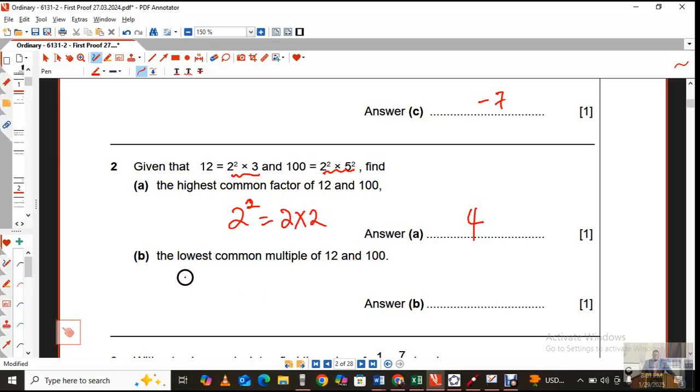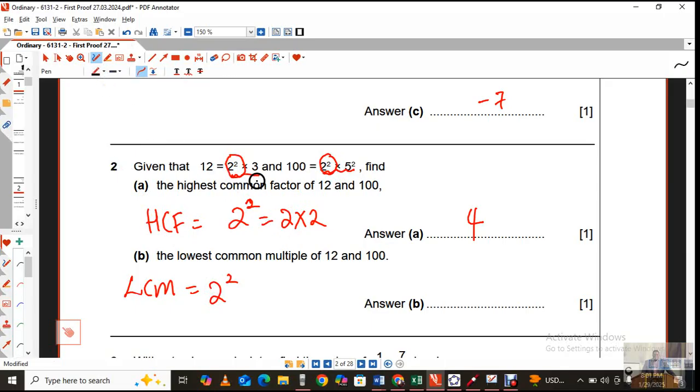Now, that was the highest common factor. For the lowest common multiple, you will write down what is common, which is the 2 squared. You write it down once. That is common, like what you did there. But you need more. What is it that you're going to write?